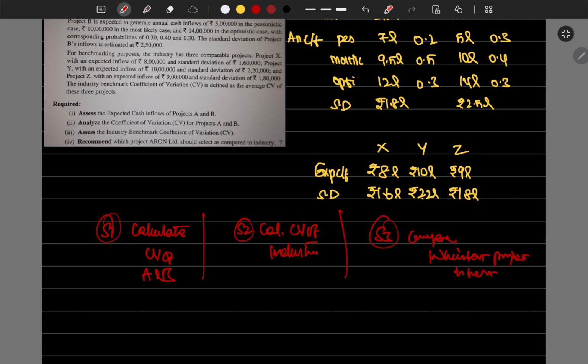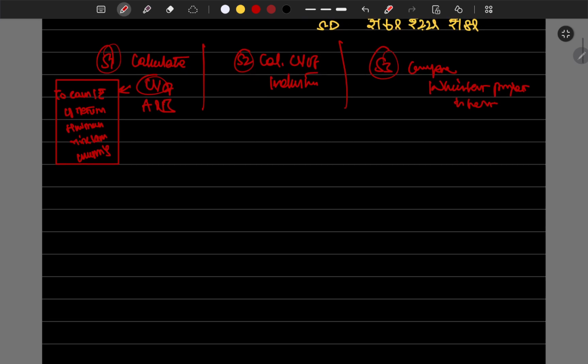What does CV mean? To earn 1 rupee of return, how much risk am I incurring? The lower the risk, the better the project is.